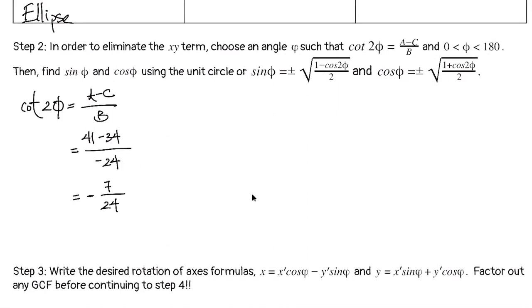Now, if you get a case where your cotangent is a nice number, you can find that cotangent, or you can find your angle using the unit circle, okay?